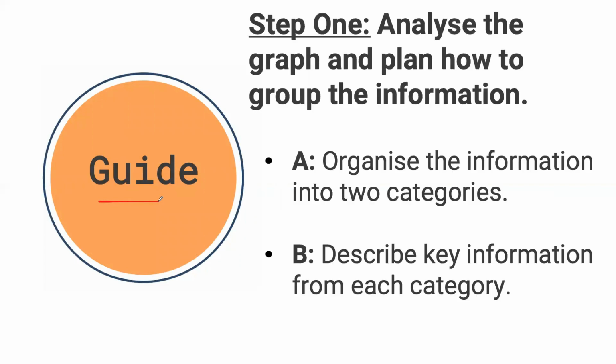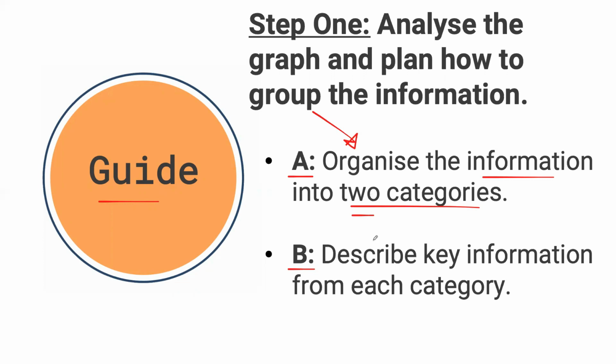So if we're looking at step 1, you have sections A and B. When you're analyzing the graph and planning how to group that information, you should also be thinking about organizing the information into 2 categories. It's usually going to be 2 categories, and these coincide with the 2 paragraphs that we'll have in our outline and in our essay, which we'll look at a little bit later. But you want to organize the information into very distinct categories. This is really important and something that comes with analyzing the graph.